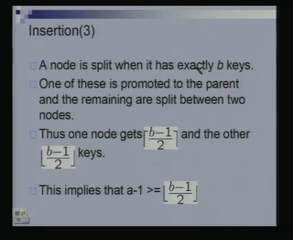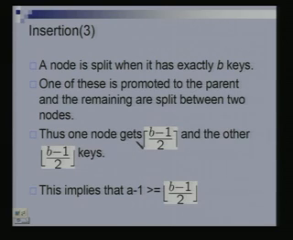One of the keys will go up and the remaining B minus 1 keys will get split, half on one side and half on the other side. That is exactly what is being said here. A node is split when it has exactly B keys. You understand why exactly B? Because earlier it had B minus 1, and I was trying to put in one more. One of these is promoted to the parent and the remaining B minus 1 are split into 2. One part gets B minus 1 by 2 rounded up and the other part gets B minus 1 by 2 rounded down. If B minus 1 by 2 is an integer, then both are the same.